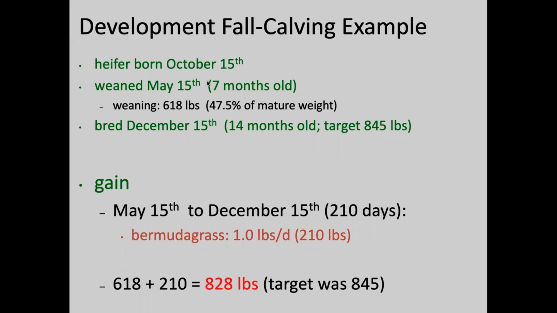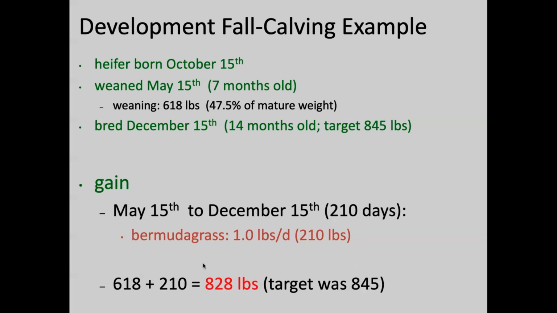In this situation, we're weaning her May 15th. We need to breed her around the middle of December, same target breeding weight there. So looking at going from May 15th to December 15th, a combination of grazing and growing Bermuda grass and stockpiled Bermuda grass, and in this situation, because of where she's at and some time periods there, a pound a day over those 210 days. So 618 plus 210, she's weighing 828. So she's a little under her target.